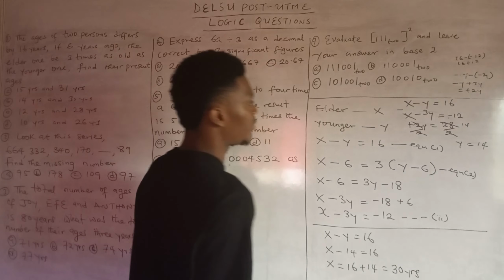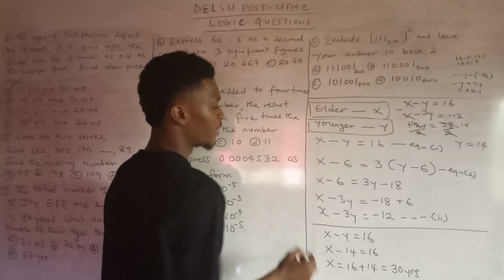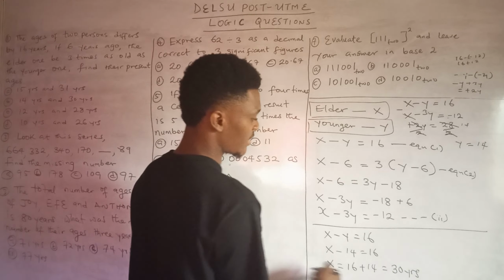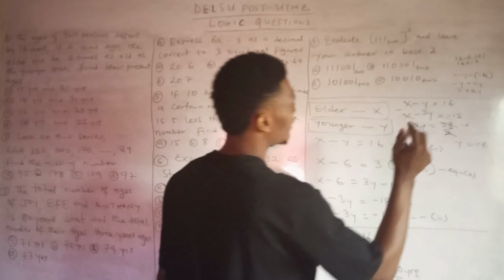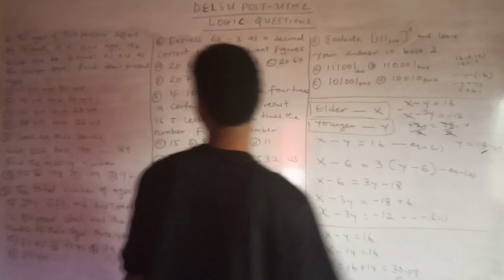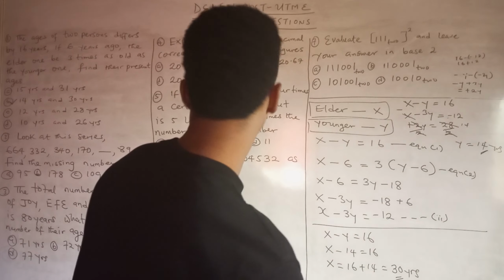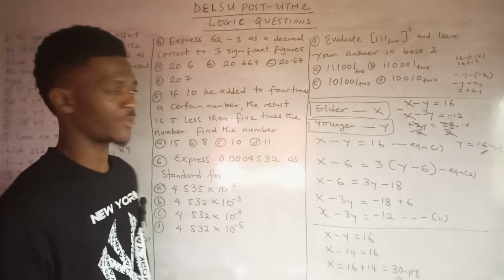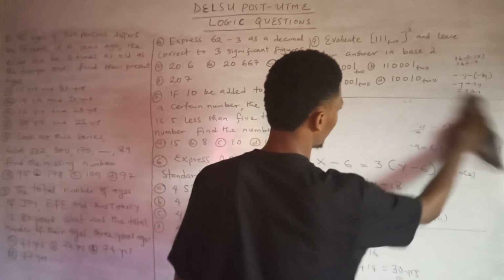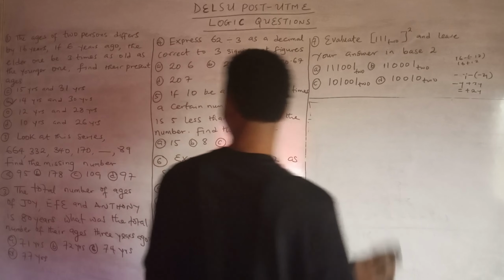So remember that when we started, the elder one's age was x and the younger one's age was y. So now we know our x, which is the elder one's age, to be 30, and we know our y, which is the younger one's age, to be 14. All right. So the answer to the question is 30 and 14, which is option B. So let's quickly look at the next question. So you can actually pause the video in order to take down something. Then let's progress to looking at the next question 2.